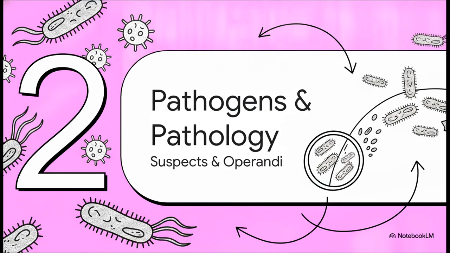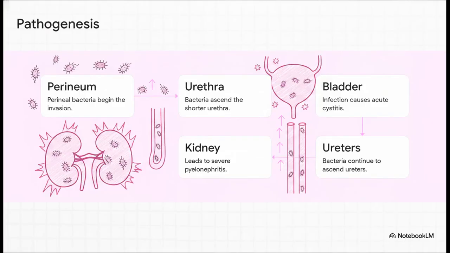Moving right along to Section 2, pathogens and pathophysiology, the suspects and their modus operandi. Let's actually track their exact pathophysiological MO. Now, women are particularly susceptible here due to a shorter urethra, but the process is generally the same for everyone.